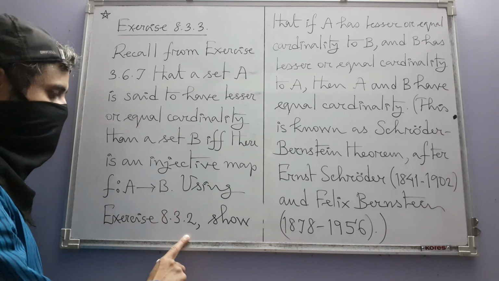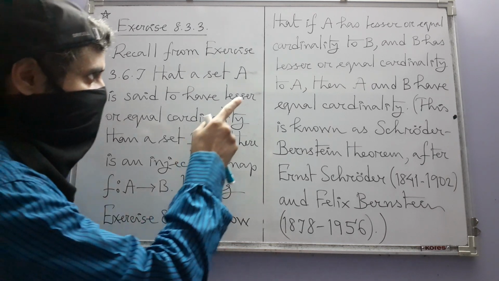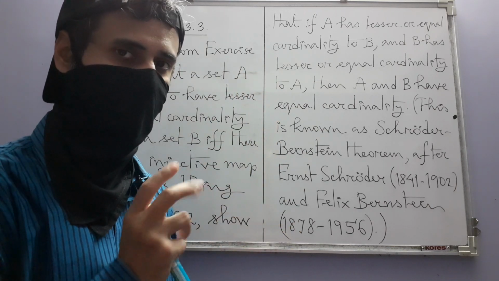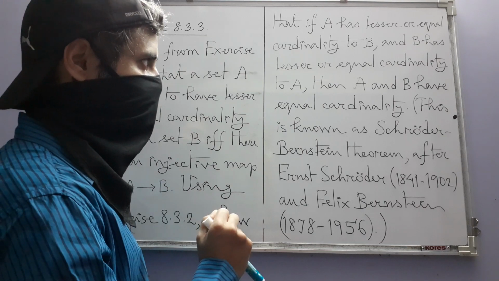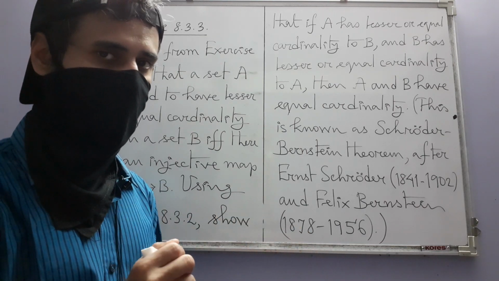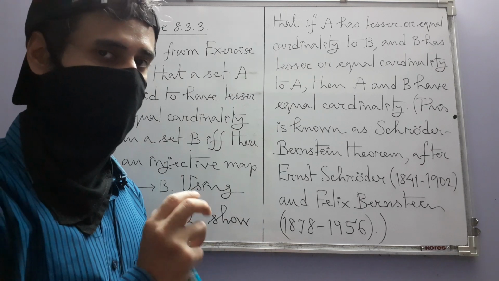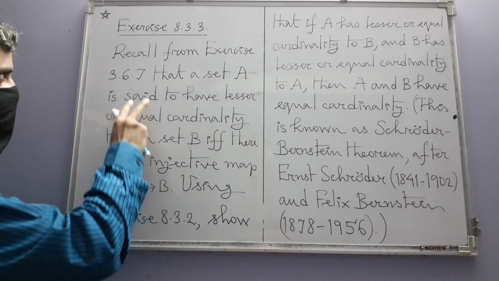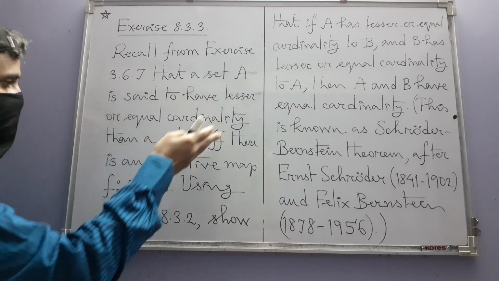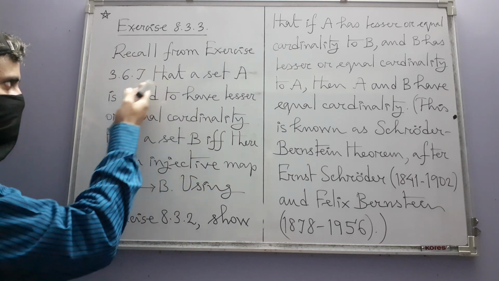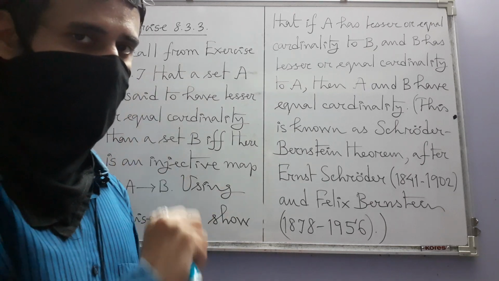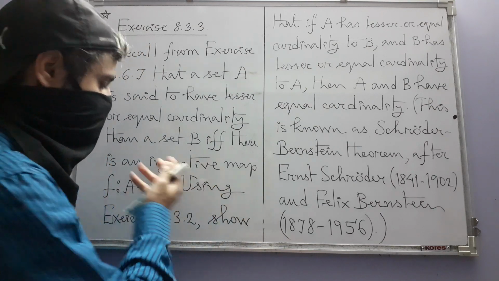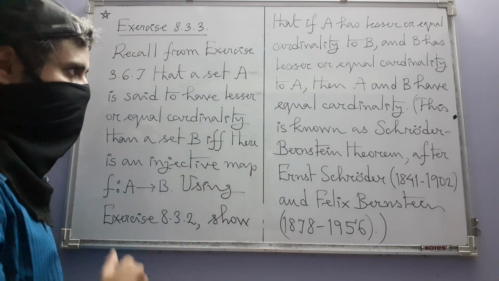Now, using the previous exercise, we have to show that if A has lesser or equal cardinality to B, and also B has lesser or equal cardinality to A, then naturally we expect them to have the same cardinality, and actually that is the case. So we have to prove this. Now, although we discussed this notion when we solved that exercise back then, still let's just see why the condition is this. I mean there should be some reason, no?